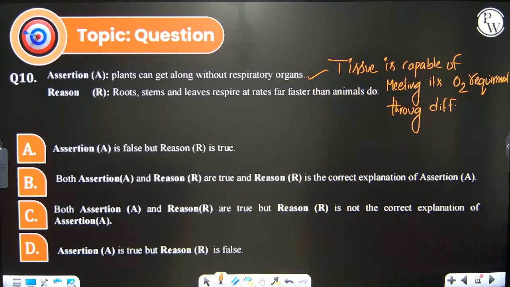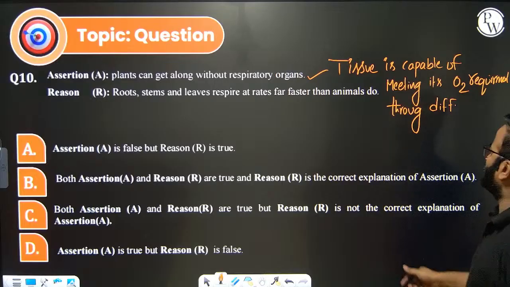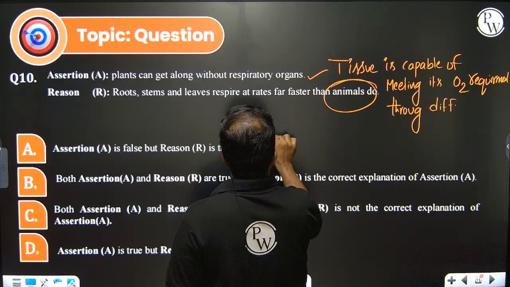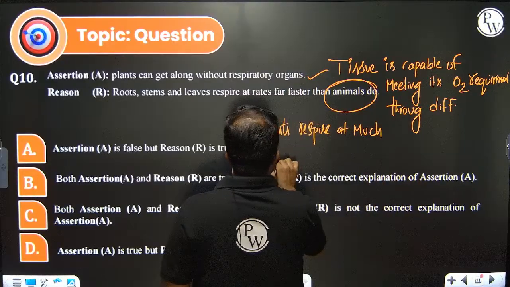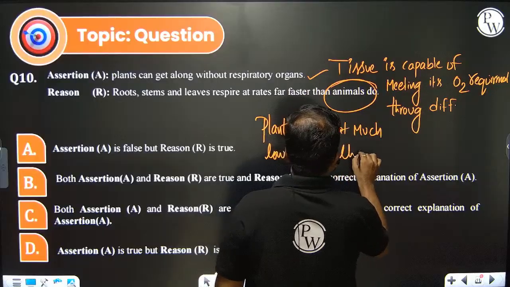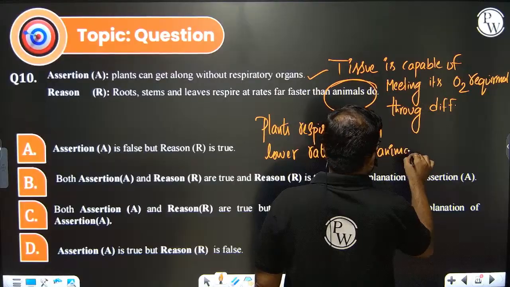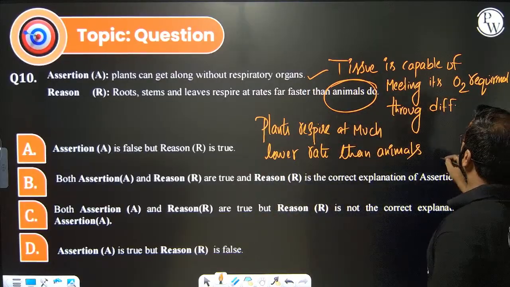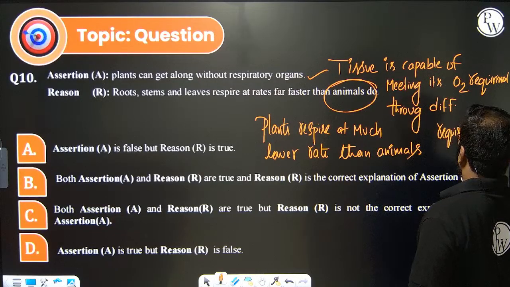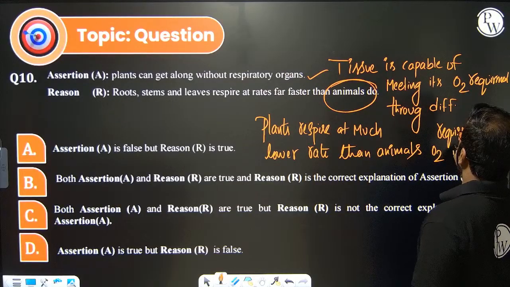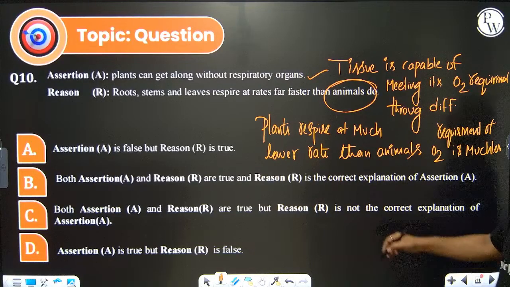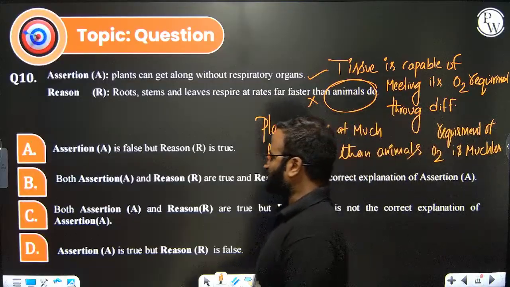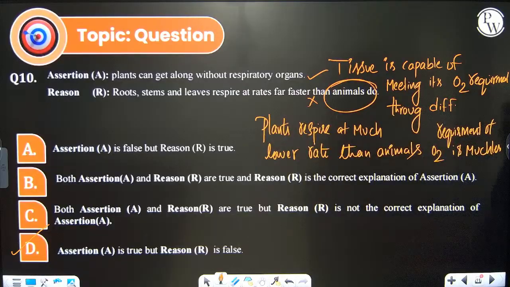Let's see the reason, as what is reason saying. Roots and stems and leaves respire at rates far faster than animals. No, plants respire at much lower rate than animals. And that's the reason why their requirement of oxygen is much less than the animals. So R would be false. So what would be our answer? D. Assertion is true and reason is false.